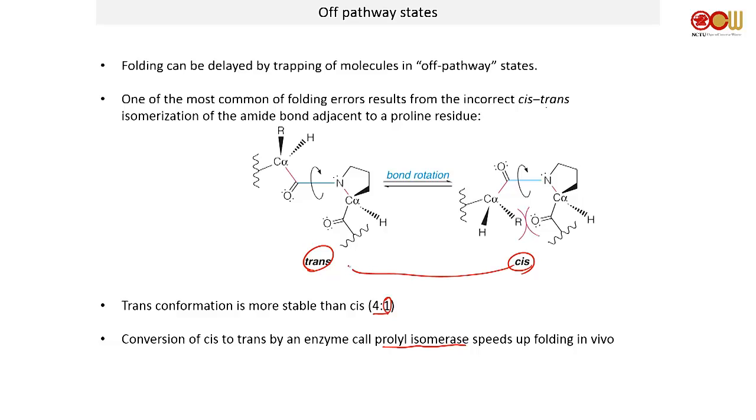So you go from cis back to trans, and then you can continue to fold. In this case, this would be a reversible off-pathway state, because you can actually use an enzyme to pop it back in, and then you can continue the folding.